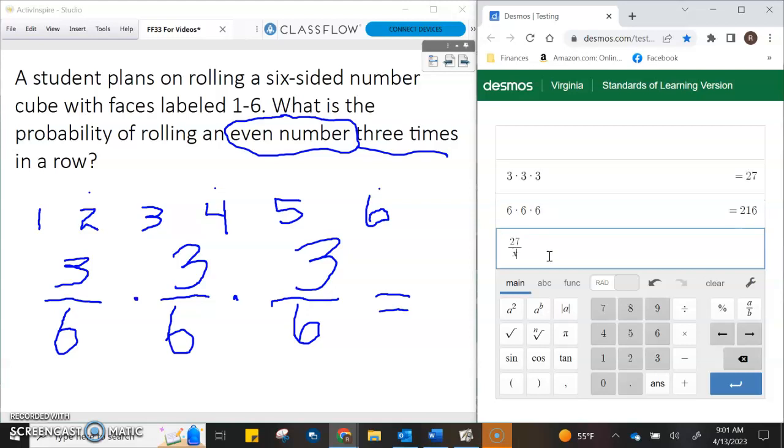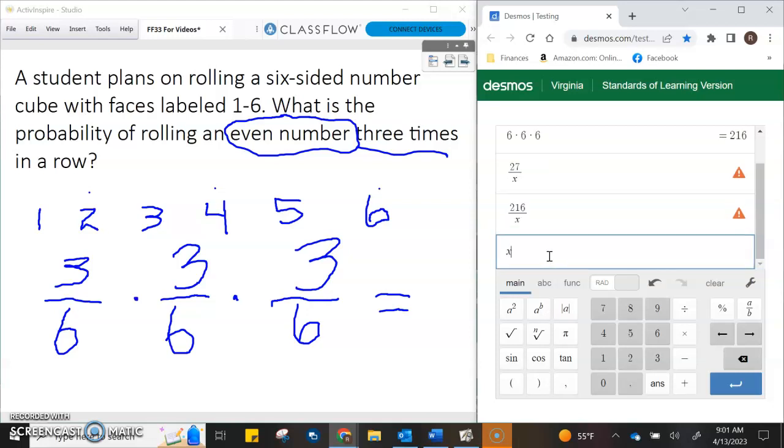That 27 divided by x, that 216 divided by x, and then x will start at that top number, which was 27. So x equals 27. Did that work? It absolutely did. That was a good one. I like that. I didn't even have to work hard. So 1 over 8. 1 out of every 8 chances, there's a possibility that might happen.